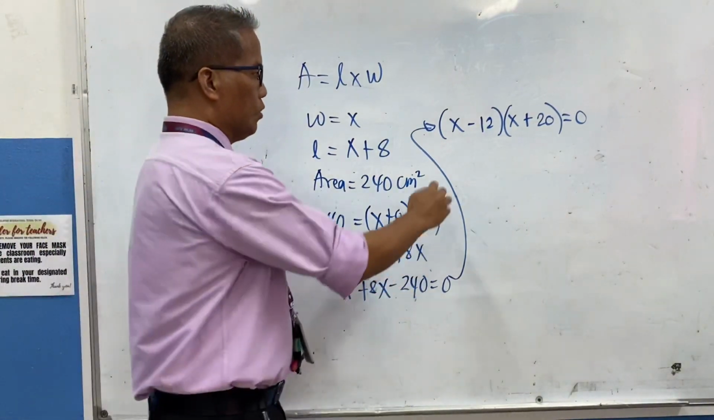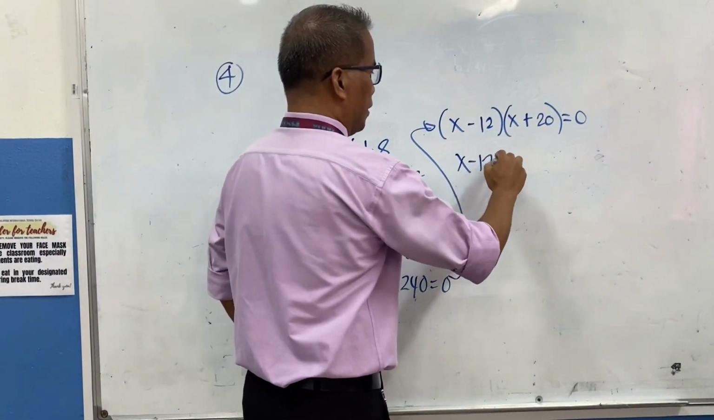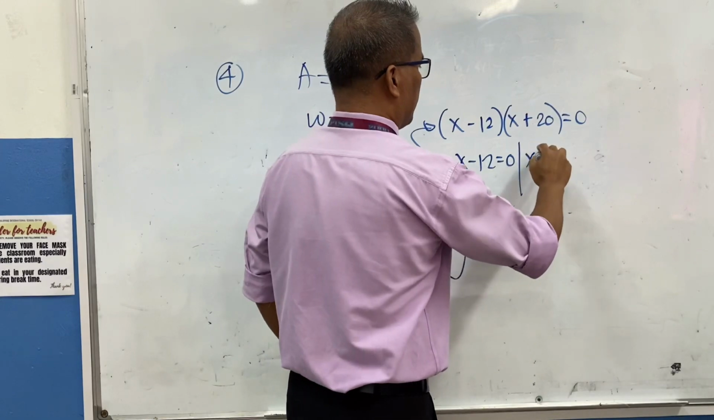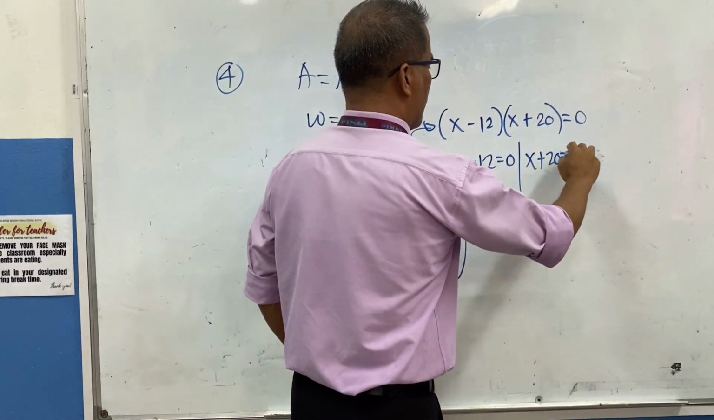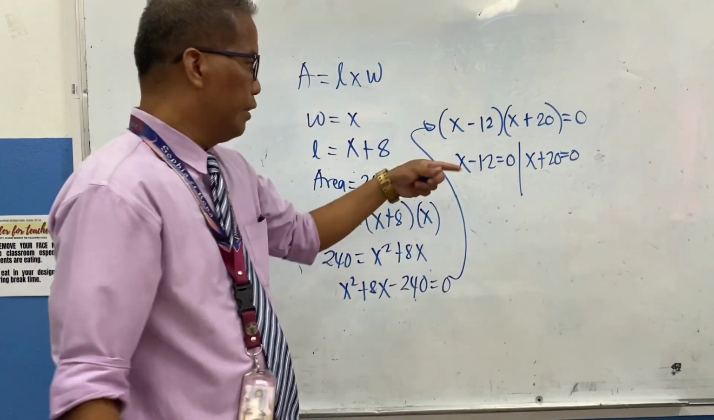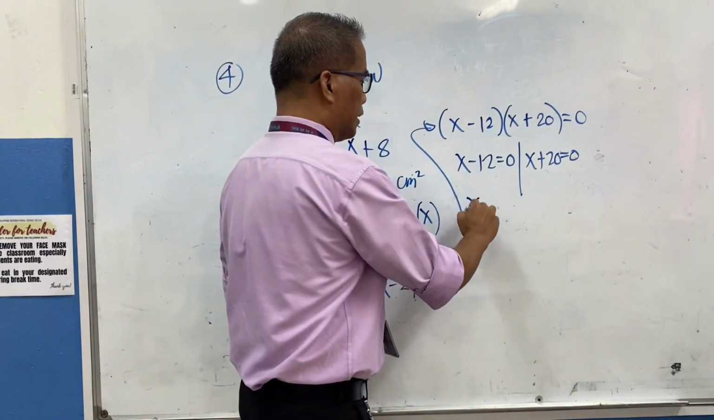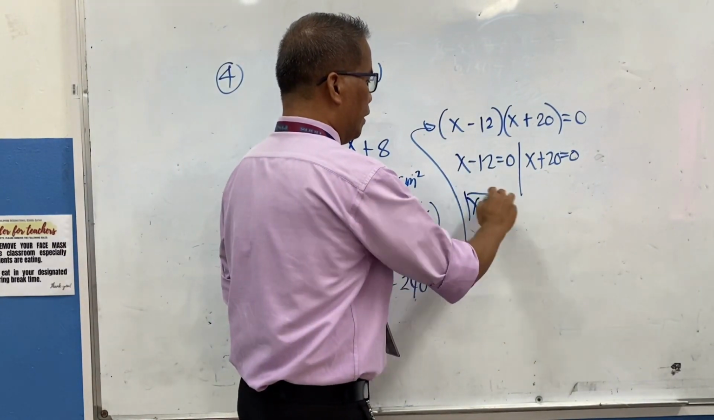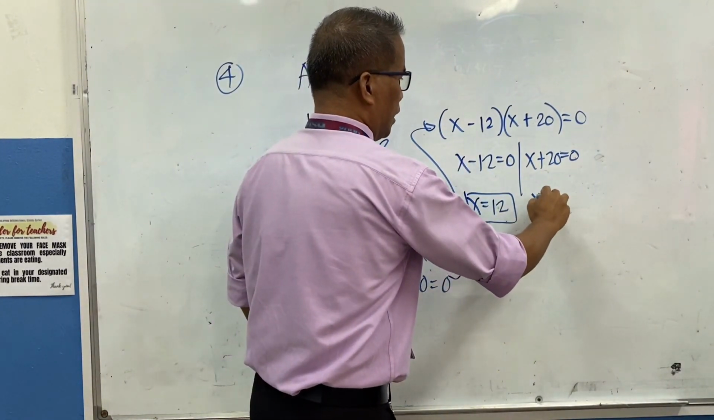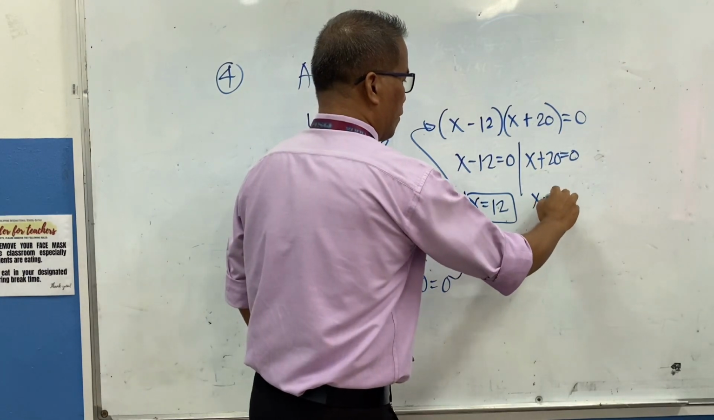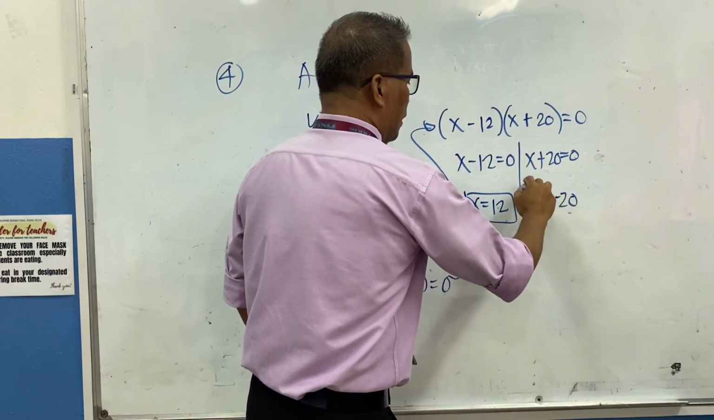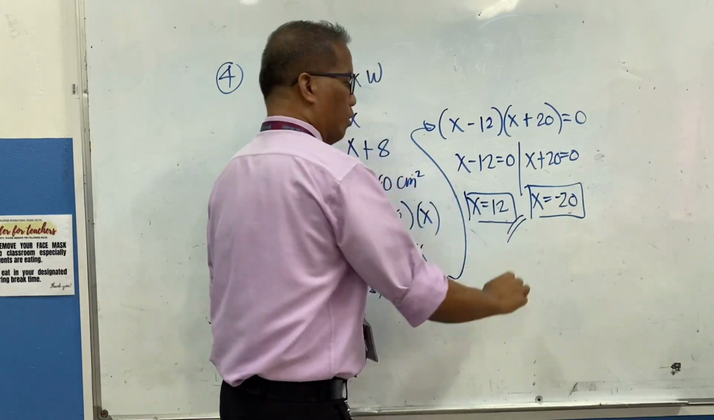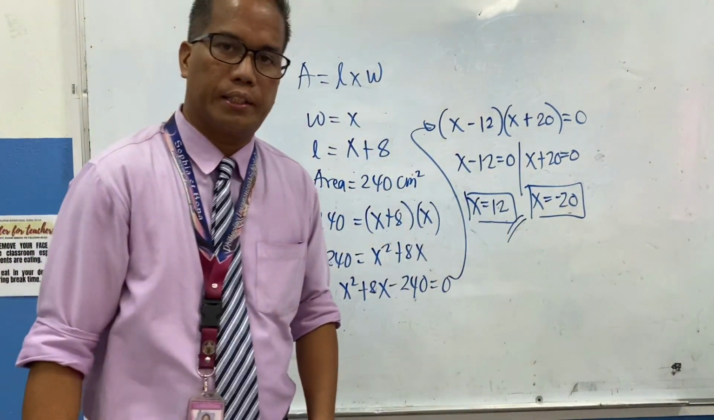Then equating this to 0, we have x minus 12 is equal to 0. Then x plus 20 is equal to 0. Then transpose negative 12, x equals 12. And then transpose positive 20, x equals negative 20. But in this case, we will use only the positive value of x.